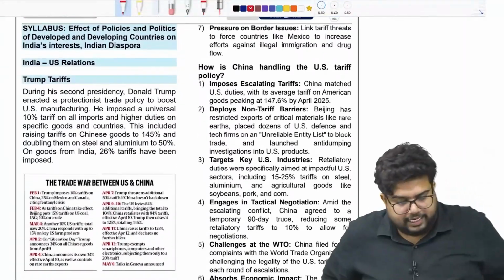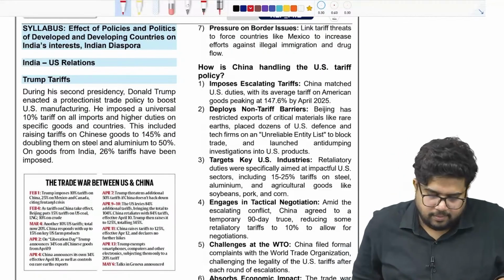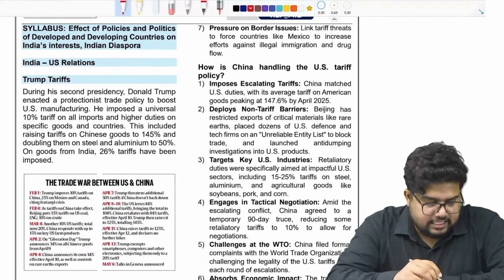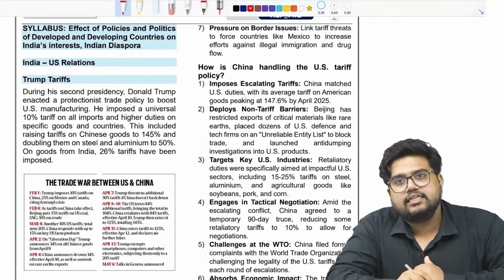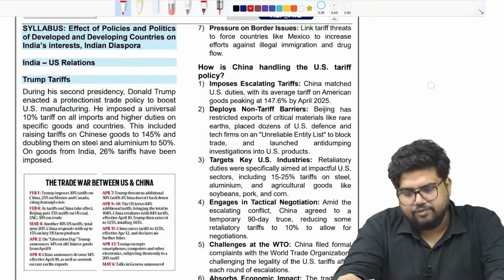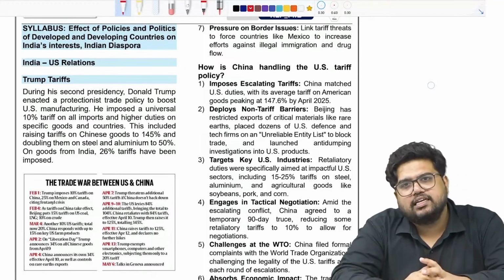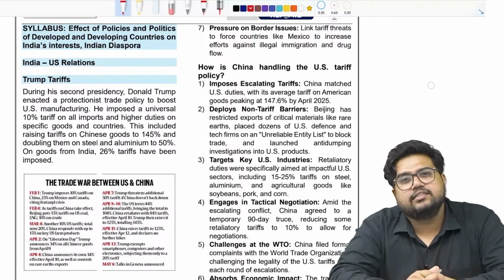Now coming to the next part of the syllabus, that is the effect of policies and politics of developed and developing countries on India's interest and Indian diaspora. So very few major developments are happening. India, China we already see. So that is one of the major countries.